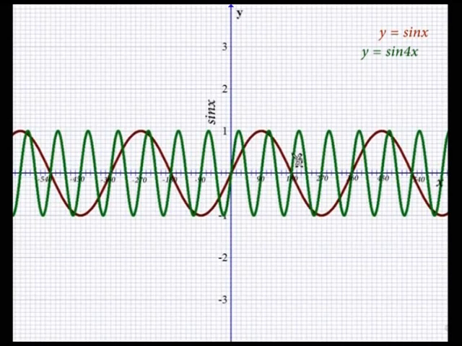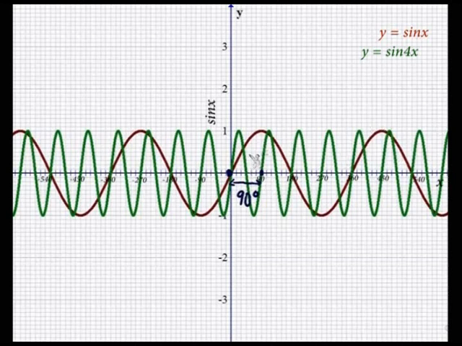So for y equals sine 4x, let's see if we can confirm this pattern. One period of sine x is 360 degrees. 360 divided by 4 equals 90. And so we see one complete period in just 90 degrees. In between these points, there are 15, 30, 45, 60, 75, and 90 degrees. So the rule is confirmed.